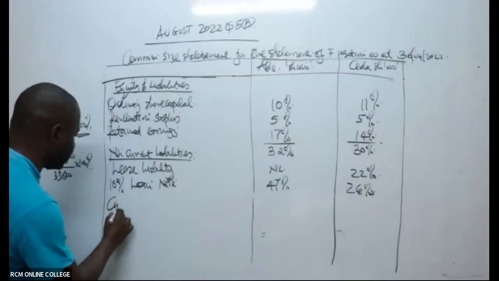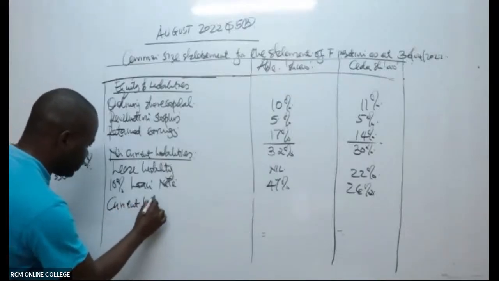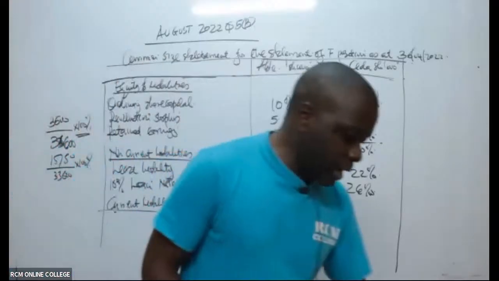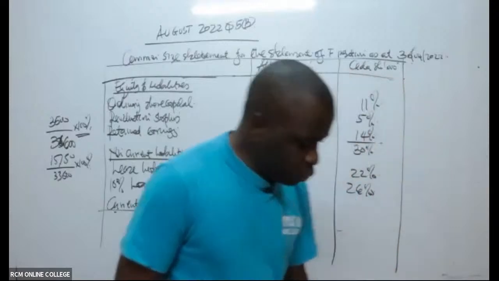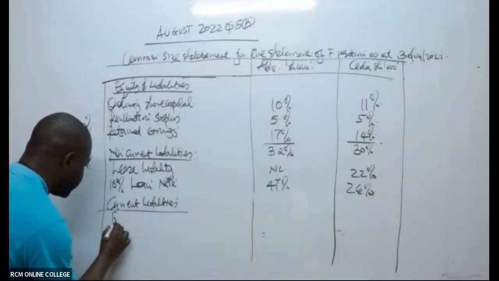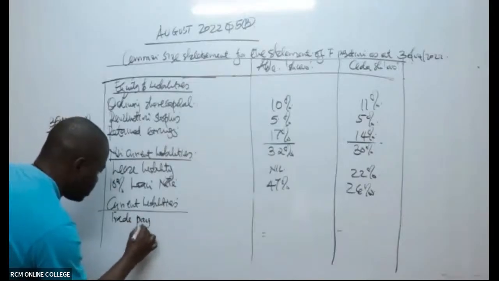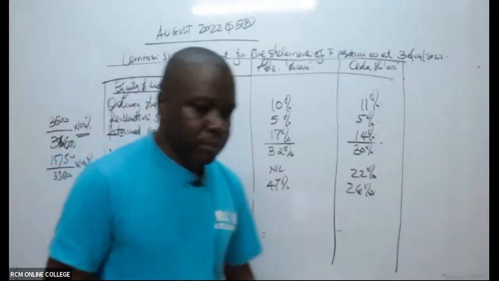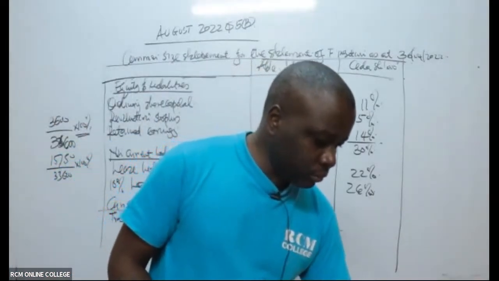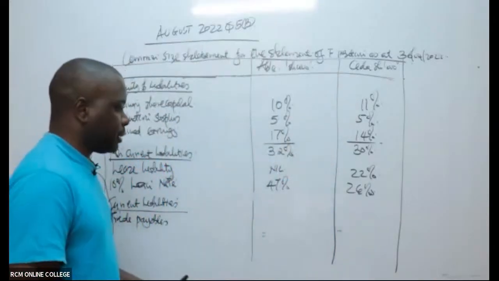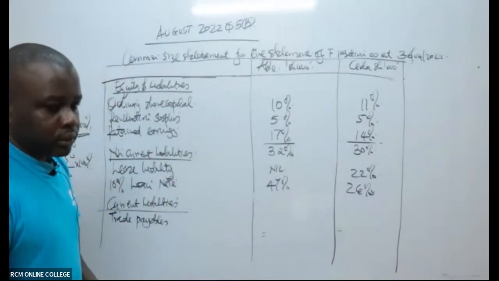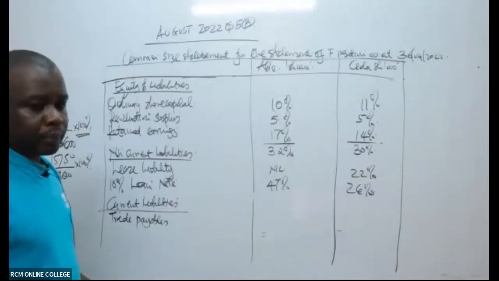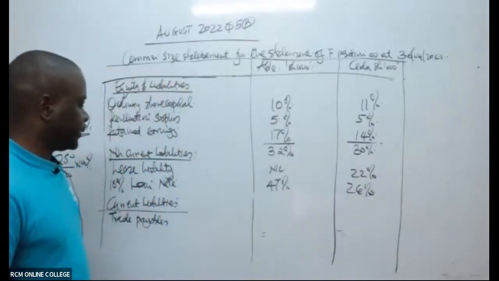Then we have the current liabilities. For the current liabilities, the first item there is trade payables. What are the percentages for the trade payables?